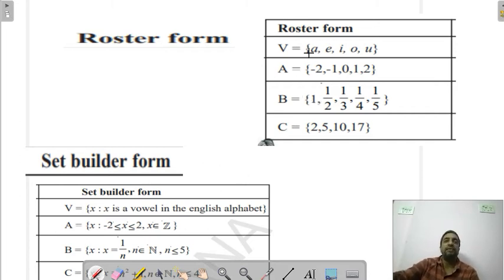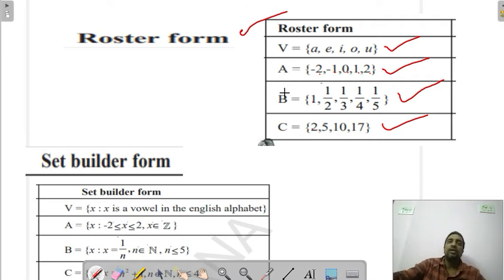So let us see. A, E, I, O, U. No letter is repeated, so list form. Fine. -2, -1, 0, 1, 2: direct elements are given. Here also 1, 1 by 2, 1 by 3, 1 by 4, 1 by 5. Direct elements. Here 2, 5, 10, 17. Direct elements. No confusions, ready to use. Hence we can say these are roster form.